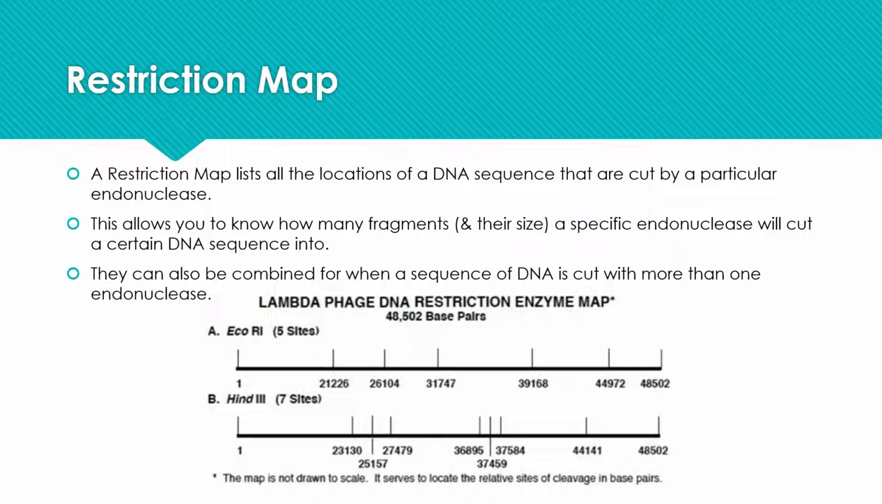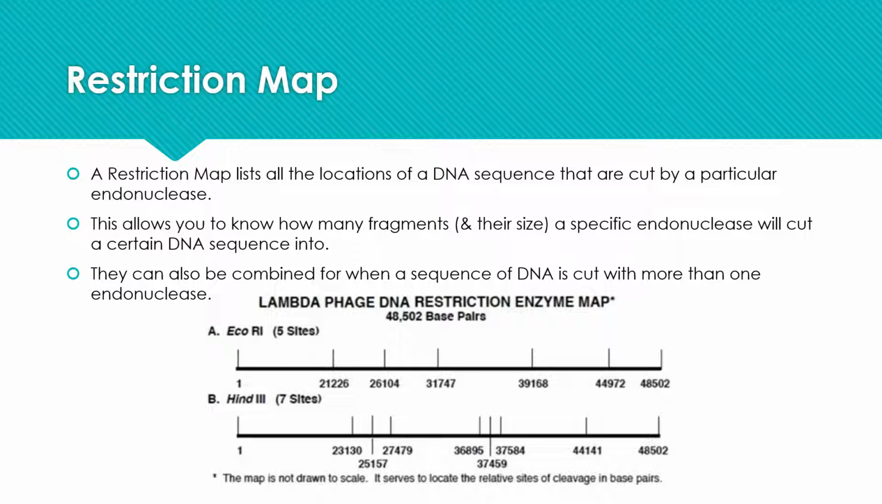And so those numbers down the bottom, the 1 would be first base pair, and then say for EcoRI, where the first cut is at 21,226, that would be the base pair of that cut that's being made. Whereas for HindIII, its first cut would come at 23,130. So what I could work out here is that I'm going to get a cut at 21,226, so I'll end up with a fragment that's about that big.